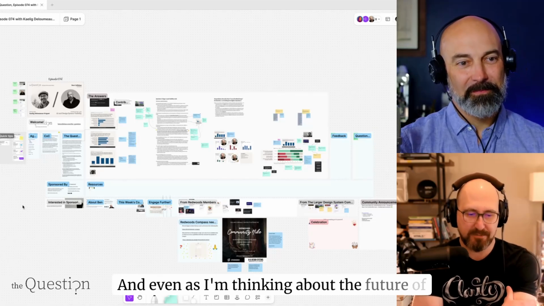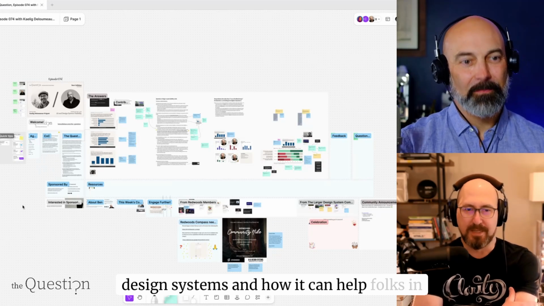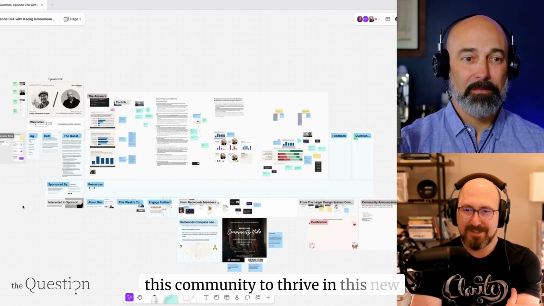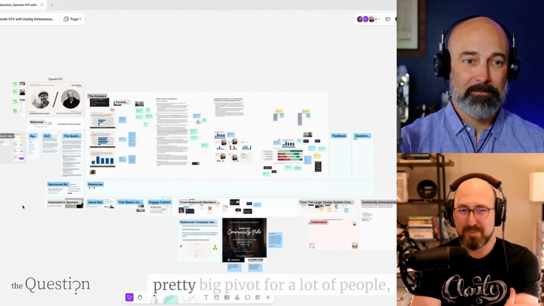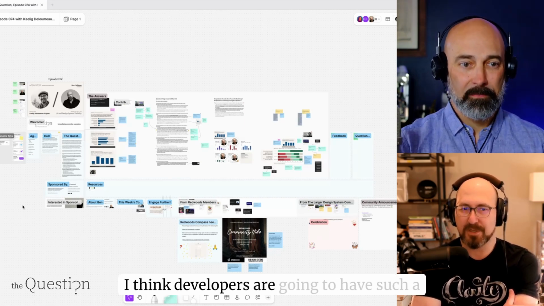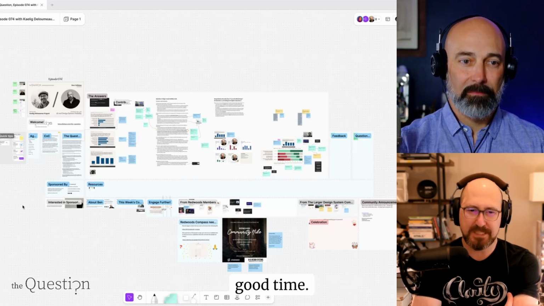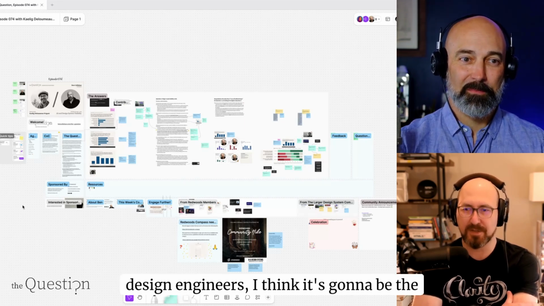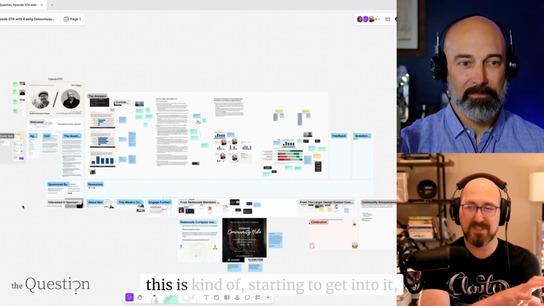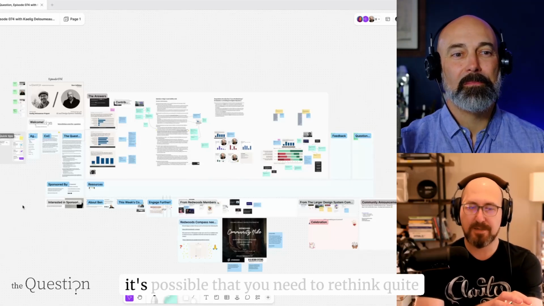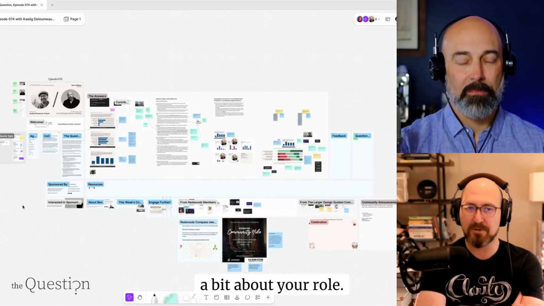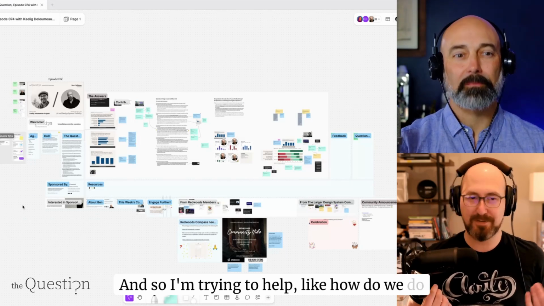And even as I'm thinking about the future of design systems and how it can help folks in this community to thrive in this new environment, where I think it's going to be a pretty big pivot for a lot of people, especially on the design side. I think developers are going to have such a good time. Design engineers, I think it's going to be the place to be. But if you've never coded in your life, or you're just starting to get into it, it's possible that you need to rethink quite a bit about your role. And so I'm trying to help. Like, how do we do that?